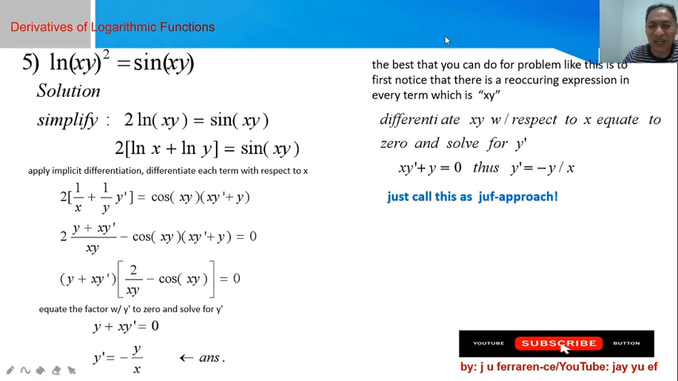I just noticed this when I solved the problem: if there is an expression that is appearing common in the terms involved in your equation, then its derivative can be taken directly, and it is there where your y prime can be obtained.